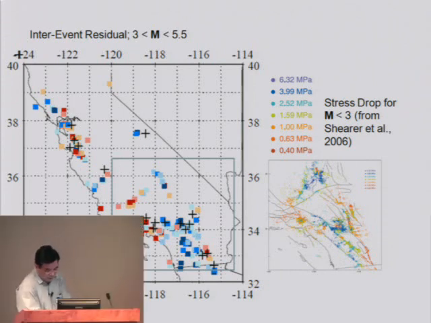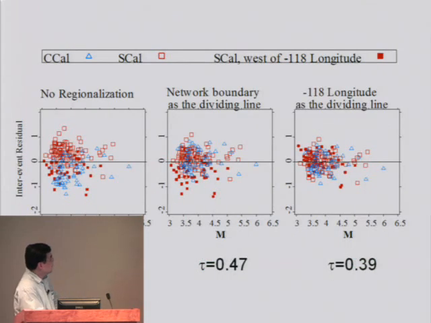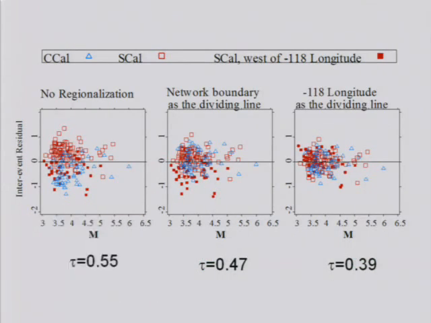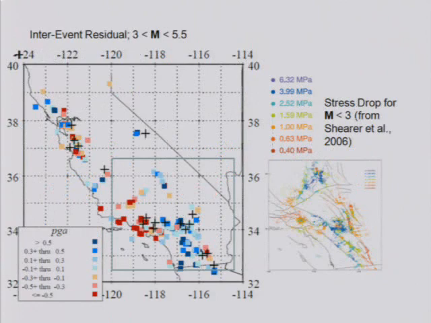So, observing that, we decided that maybe the network boundary, which is about here, is probably not the best we can do. We hypothesized that maybe the 118-degree longitude is a better dividing line for the regionalization purpose.